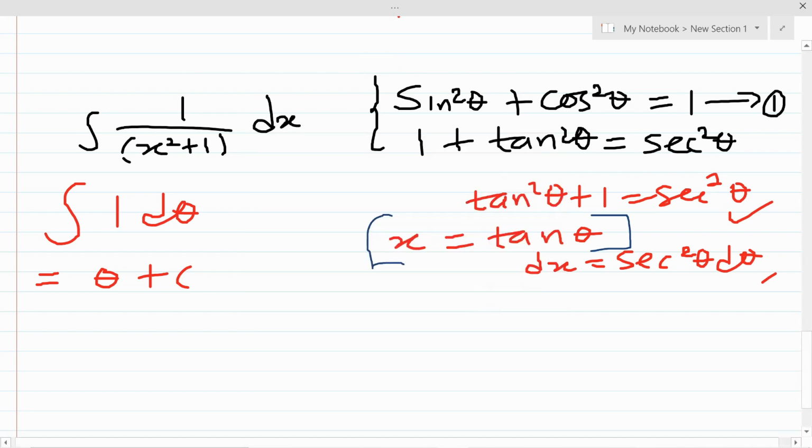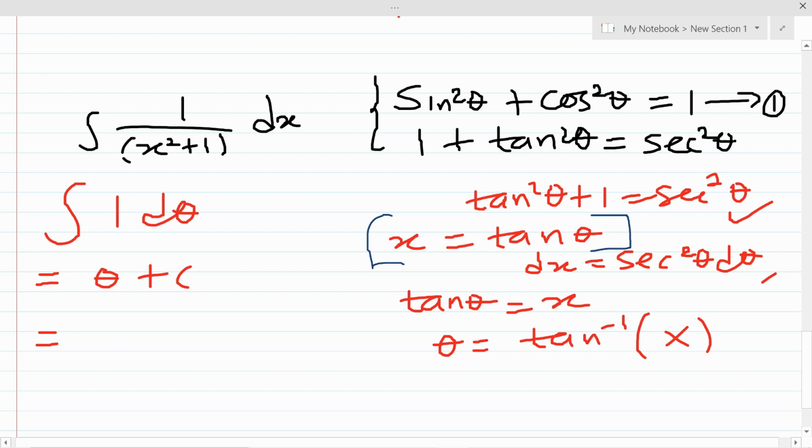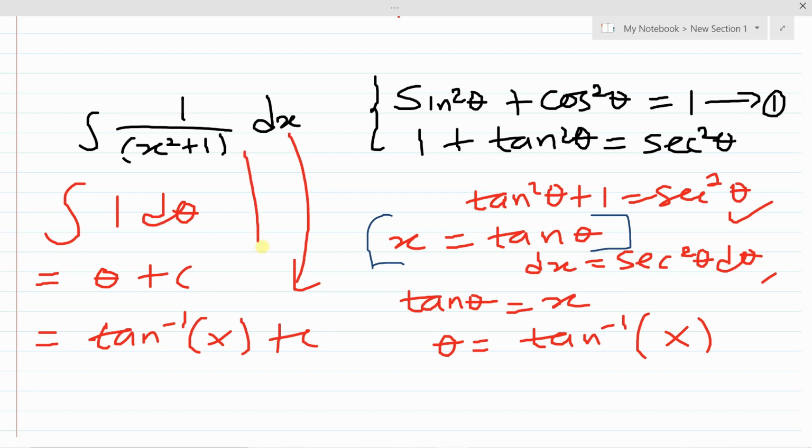Now we are saying x equals tan theta. It means that tan theta is equal to x. So if I want to find my theta in terms of x, then theta will be equal to what? Tan inverse of x. Alright, so this whole integral in terms of x is now equal to tan inverse of x plus c. This is true because integral is just finding the function that when you differentiate, you get the integrand, the one in the integral sign. So if I differentiate this side, I'll get this one. And it's true, because whenever you differentiate tan inverse of x, you get 1 over x squared plus 1. So that is it for doing trigonometric substitution.